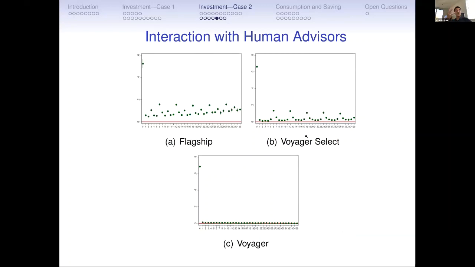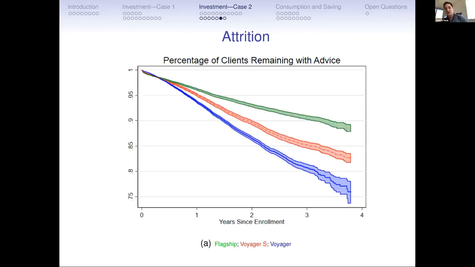Voyager is between 500,000 and 1.5 million, and Voyager, it's less than 500,000. What you see is that there is a very different level of human interaction. Voyager has almost zero interaction with the human advisor after sign-up. Instead, the other ones have more or less human interaction. And this turns out to be very important when it comes to explaining attrition.